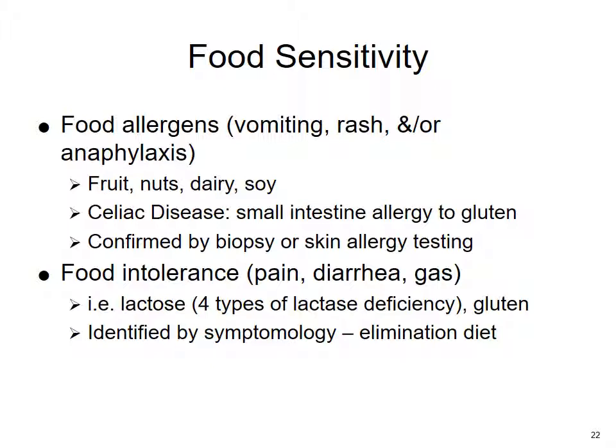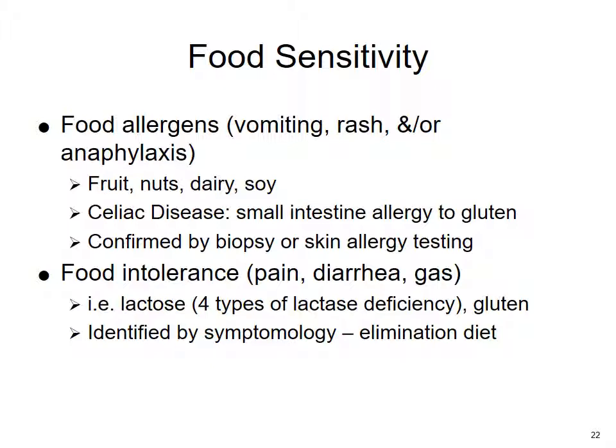Some of the common food allergens that we see in kids are fruits, nuts, dairy, and soy. Celiac disease is a small intestine allergy to gluten that's confirmed by a biopsy. Allergies to most of these can be confirmed by a biopsy, a skin test, or actually a blood test.